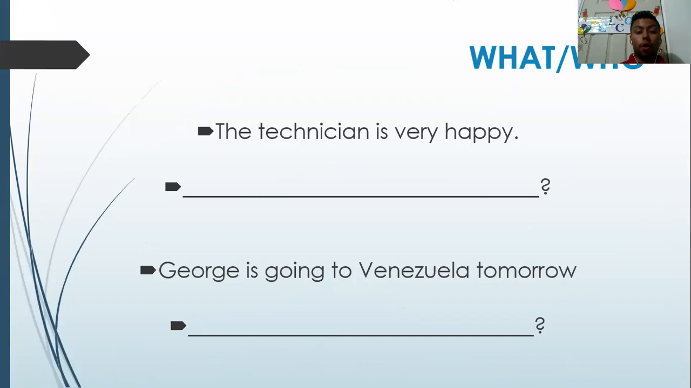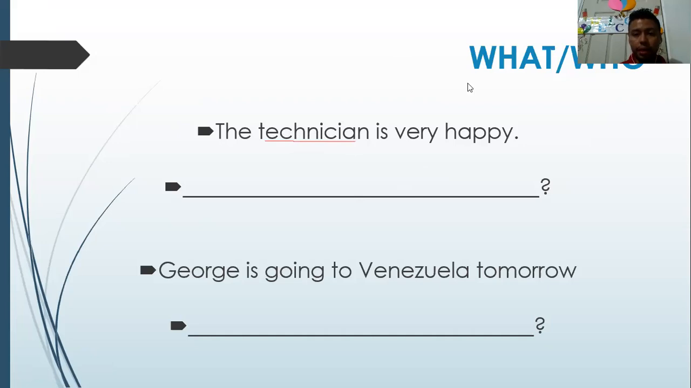Next one. Okay. Help me to complete the sentences. Well, that is a question. For example, Derek, read number 1, please. The technician is very happy. Good. Be careful. It's technician. Excellent. So the technician, I know it's the subject, but we need to write what or who here in the blank space. We need to make the question.